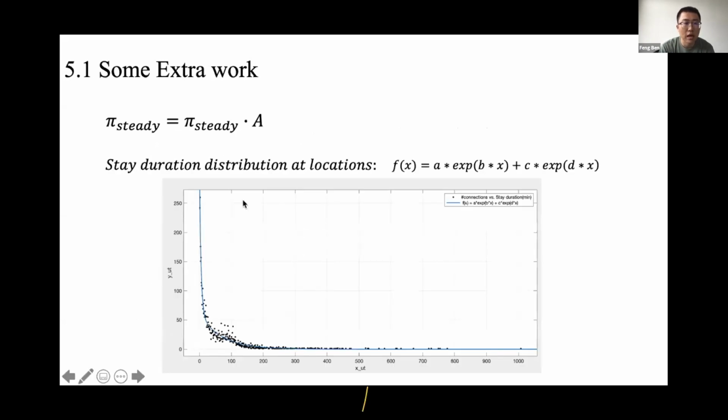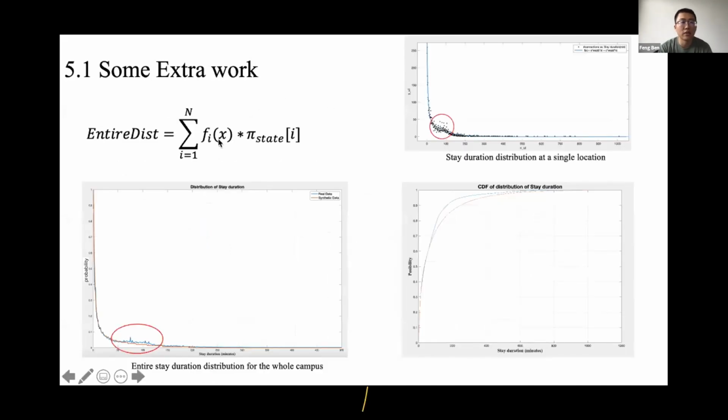For the steady state probability, we can calculate it using the transition matrix of the hidden Markov model. And for the state duration distribution at locations, we use a 2-term exponential function to express it. After that, we calculate the entire distribution according to this formula. Fi is the state duration distribution at a single location, i.